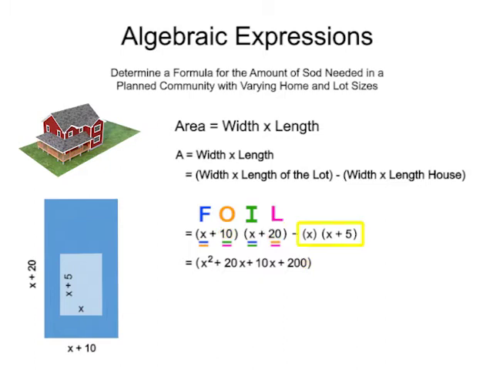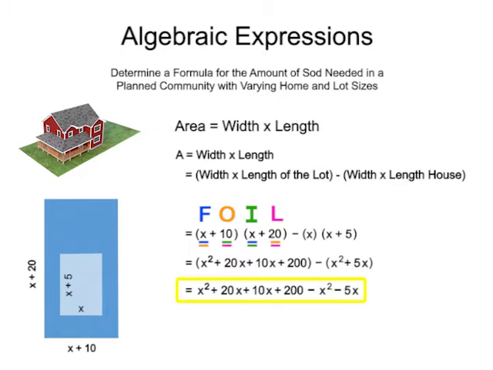Next, accomplish the multiplication of x and x plus 5. X times x is x squared. X times 5 is 5x. Since the entire binomial is being subtracted, change the sign of each term. The x squared becomes minus x squared. Similarly, the addition sign in front of the 5x becomes a subtraction sign.